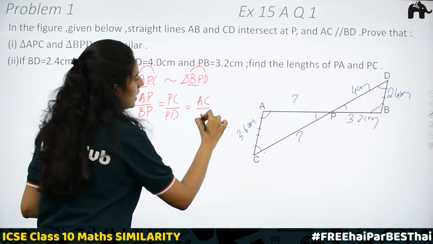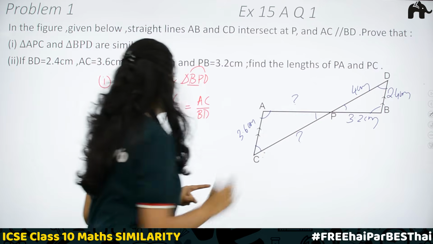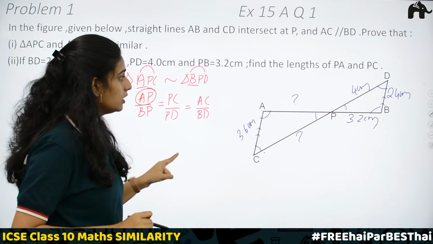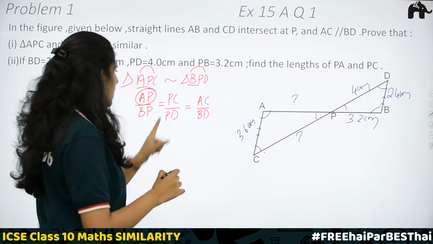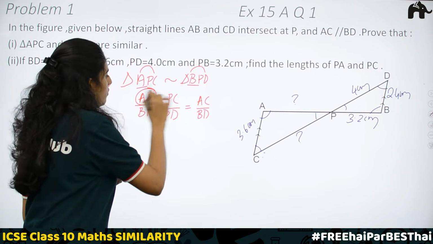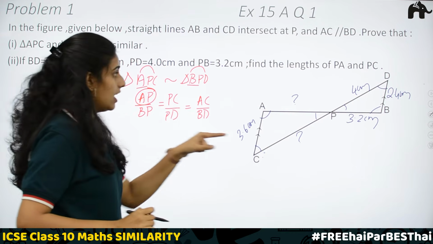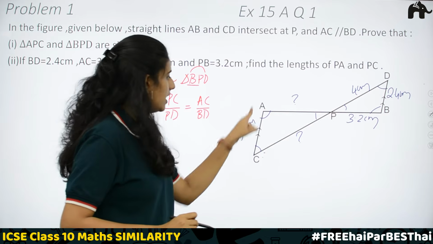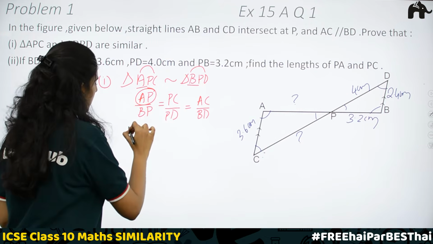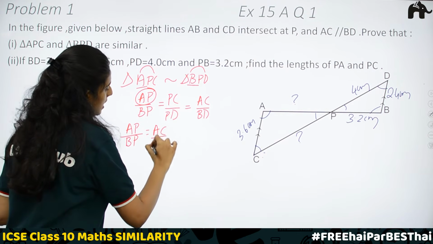AC by BD. What do we need to find? We have to find the length of AP. Where do we have AP? This is AP. Do we know BP? Yes, we know the length of BP. Now, PC is an unknown value, and two unknown values cannot be equated to find. Therefore, if I take AC by BD, AC is this length and BD is this length. Both of them are known values. Therefore, we will be taking AP by BP is equal to AC by BD.